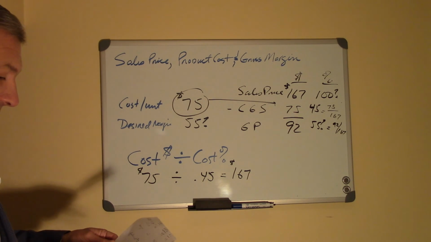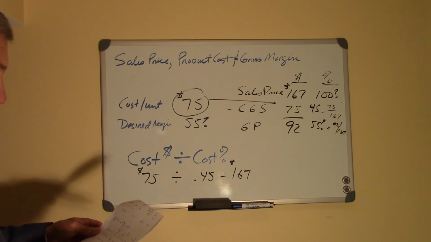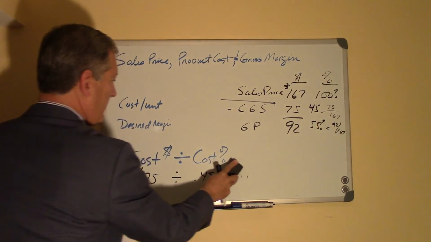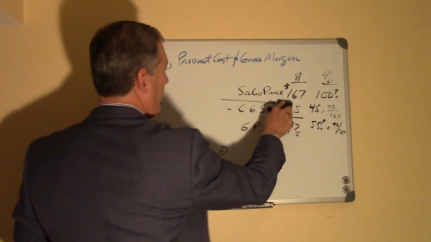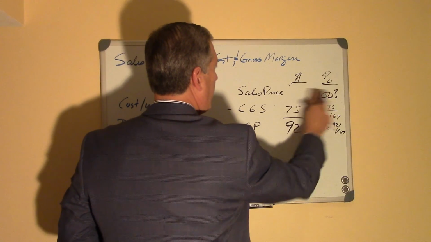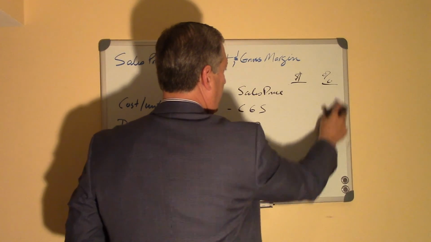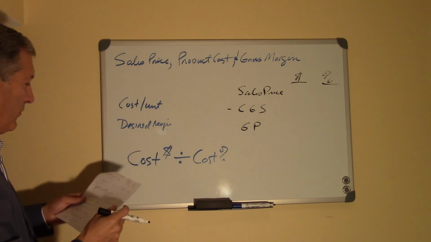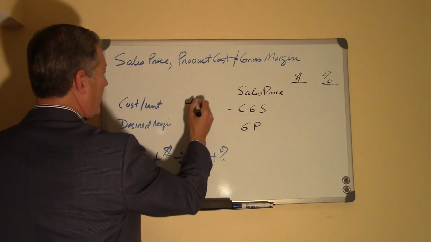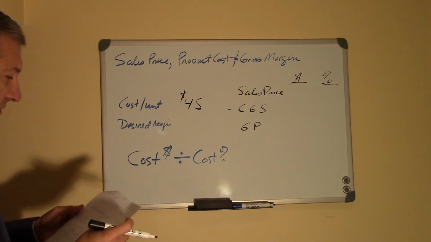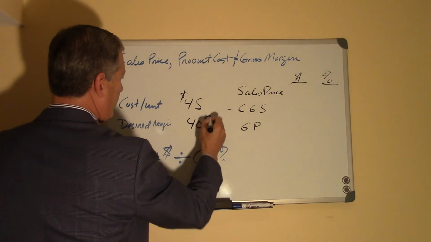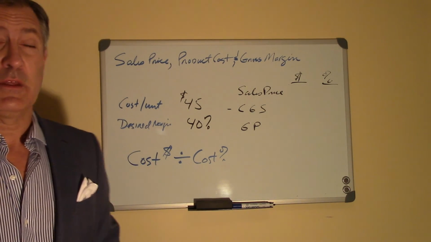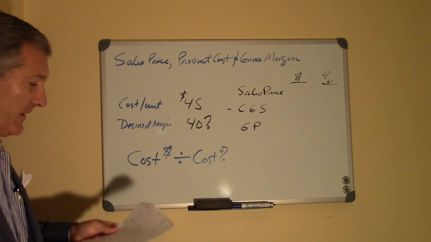And let's look at one last one. In our third example, we have a situation where our cost per unit is $45. That's the cost per unit. And our desired margin is 40%. Again, we know those two things, cost per unit, cost of goods sold, and we know our desired margin is 40%.